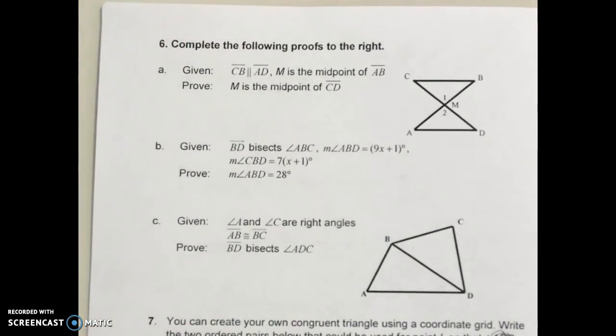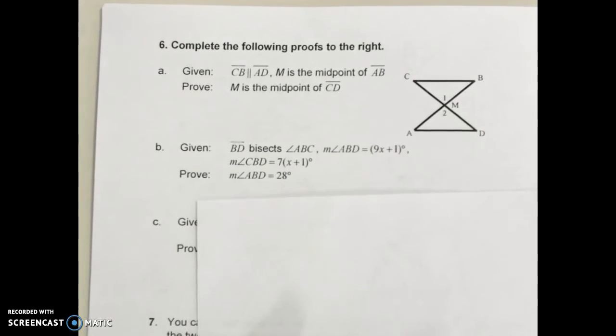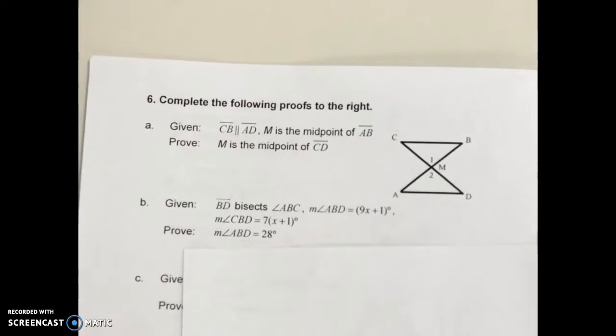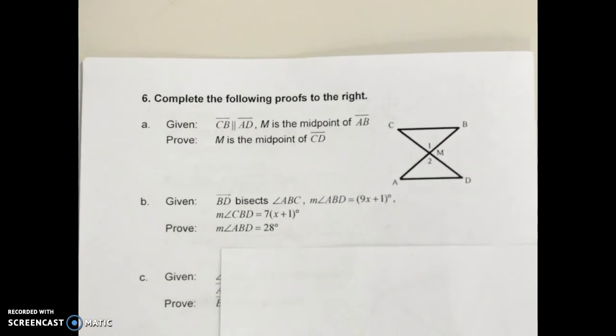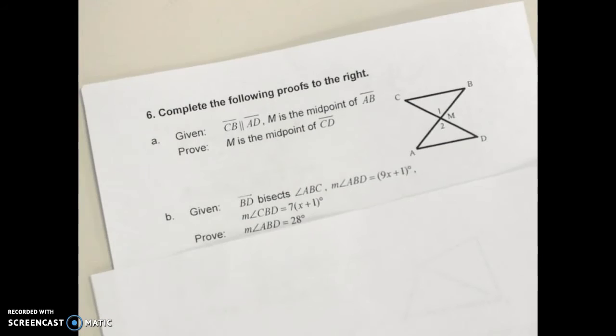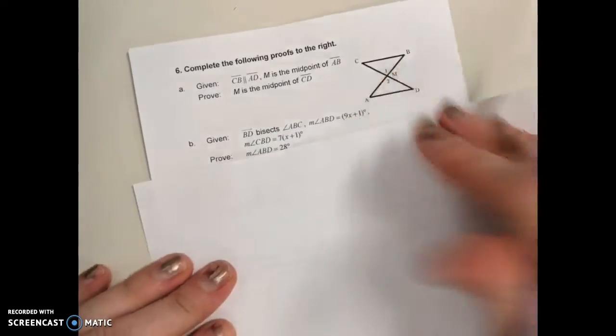So back up to the proofs. Starting with proof 6a. These all have a lot of steps, just so you know. So starting with 6a, it's given that CB is parallel to AD, and M is the midpoint of AB. I'm going to zoom this out a little bit. That's my proof.